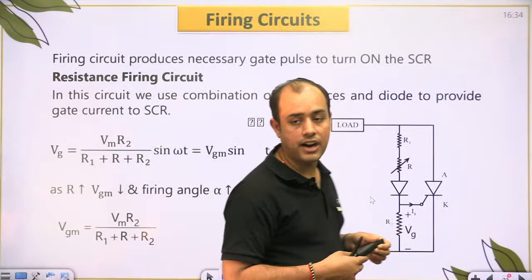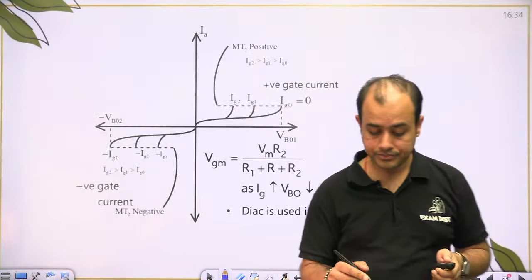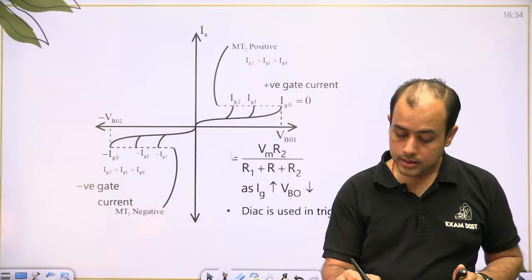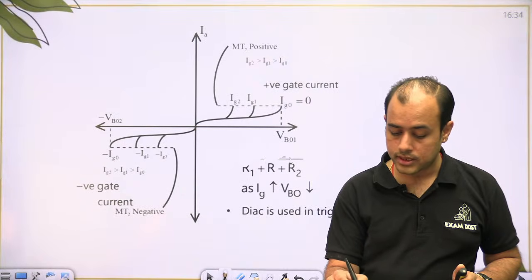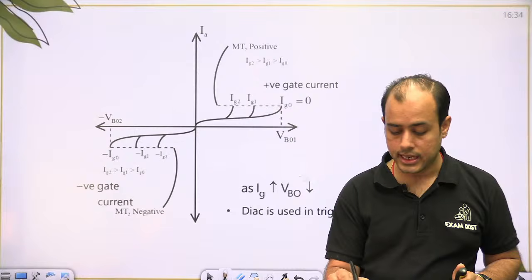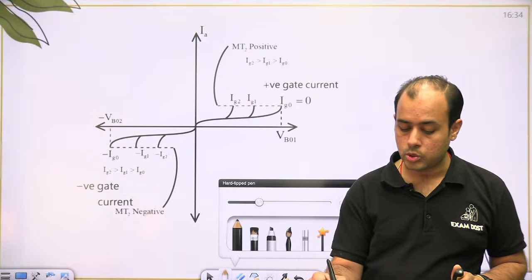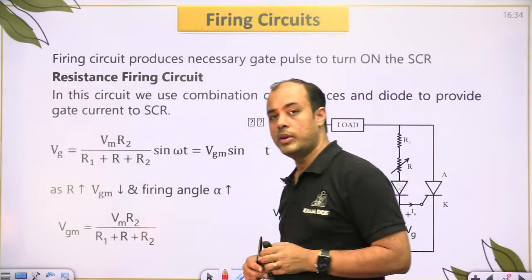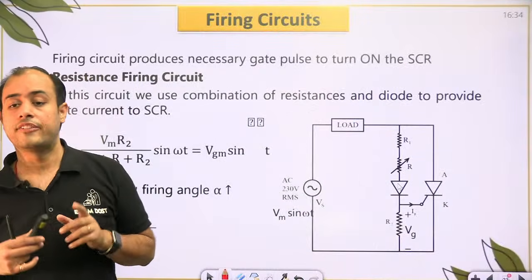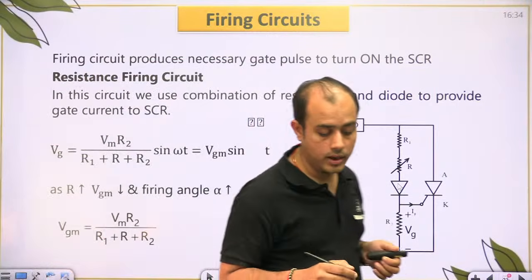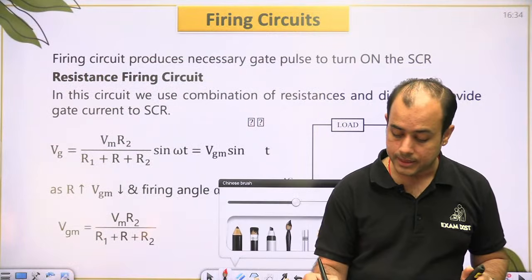The next is the firing circuit. Okay. Now firing circuit is what? The circuits that we use to trigger the SCR. And remember beta, for triggering the Triac, we make use of DIAC. So let's quickly go through the firing circuit. The first circuit is called resistance firing circuit. Now what is resistance firing circuit beta?